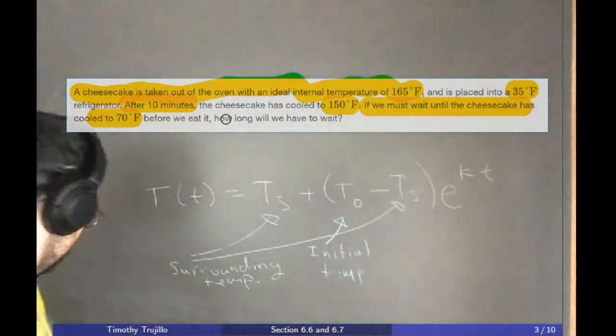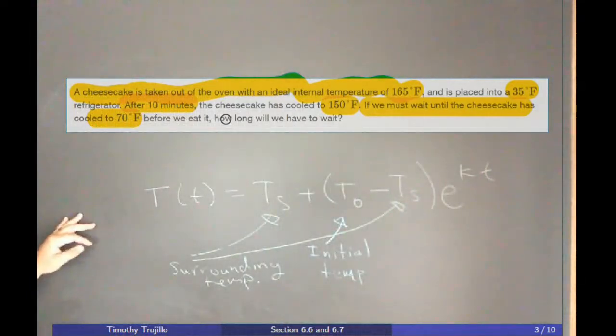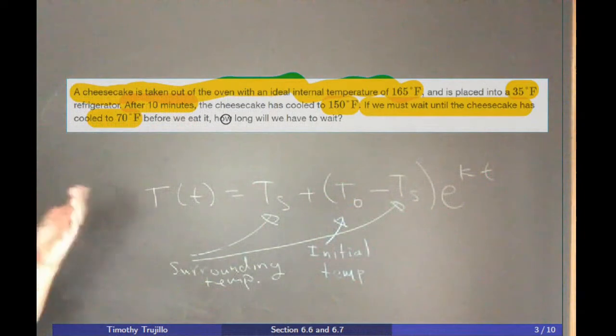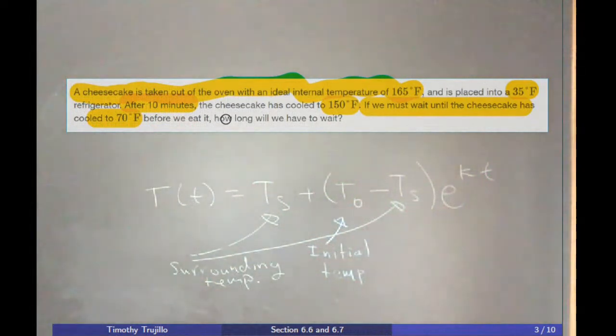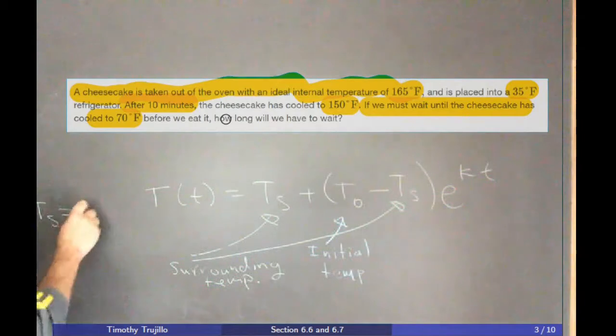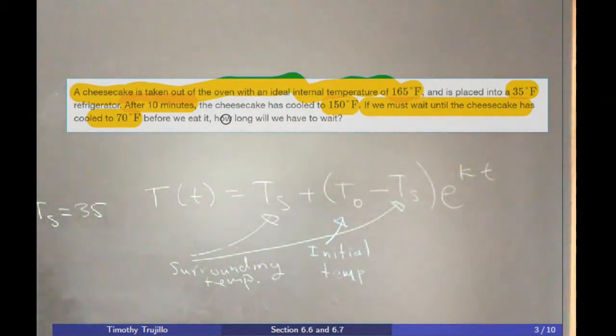Let me ask you a few questions, and you can respond in the chat. What, in this case, is T sub S? What's the surrounding temperature for this one? Yeah, it's 35 degrees because we place it into the refrigerator. So that's the surrounding temperature, and that's what we'll take for that parameter T sub S.